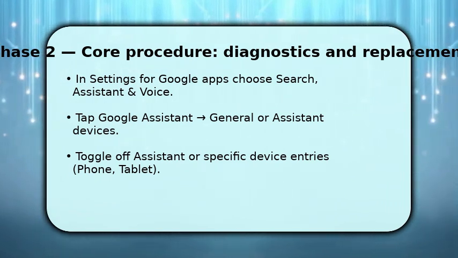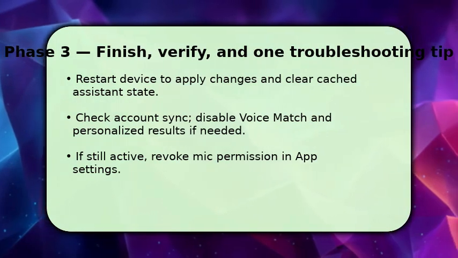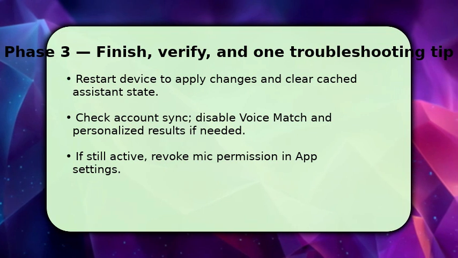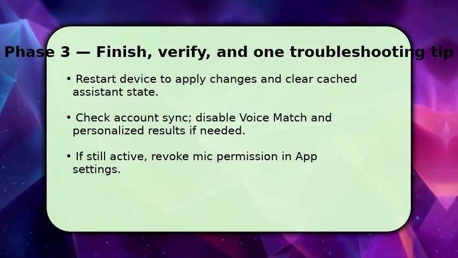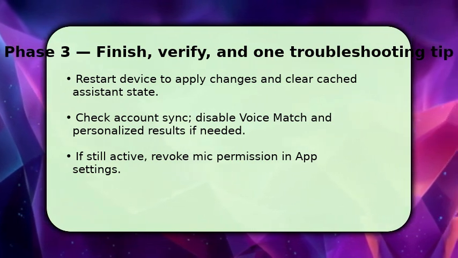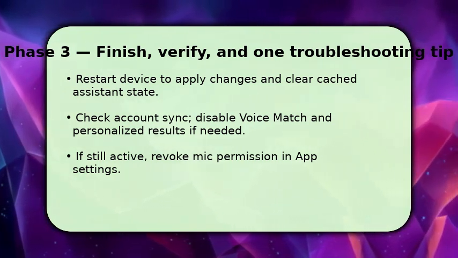Finish by restarting the device so the change takes effect and the assistant's cache state clears. After reboot, open Settings for Google Apps again to confirm the assistant toggle stays off, and make sure voice match and personalized results are disabled if privacy is a concern.